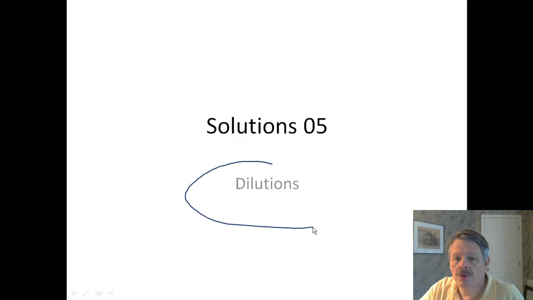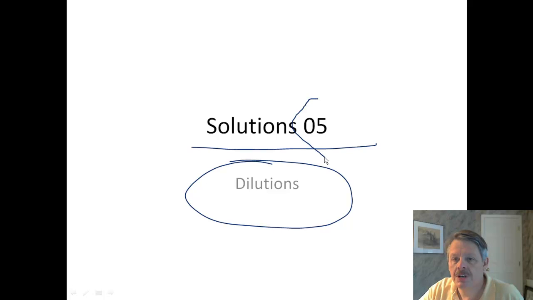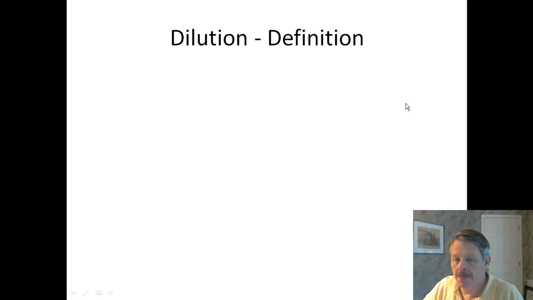Okay, folks, we are going to talk about dilutions. This is worksheet number 5. Let's first start with our dilution definition.